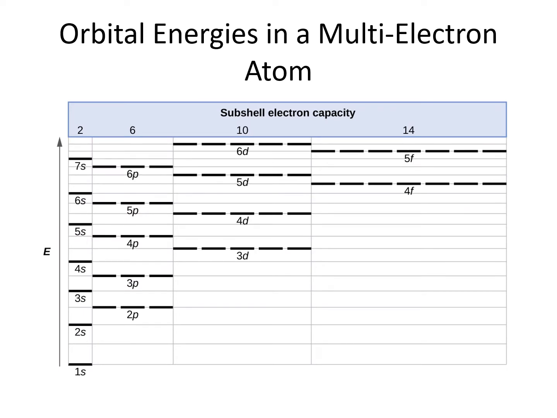Electron configurations are written in order of increasing energy. For now, you can follow this diagram from bottom to top. 1s is the lowest in energy, followed by 2s, then 2p, then 3s, then 3p, then 4s, then 3d, then 4p, etc.